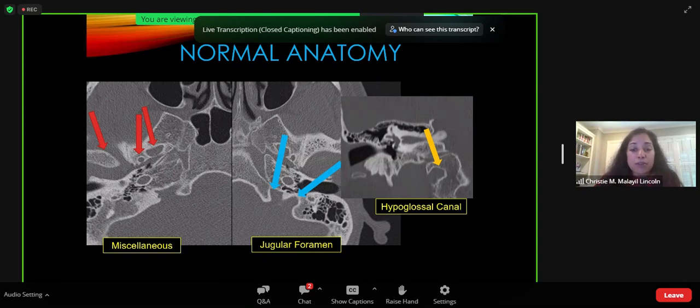And then we have the hypoglossal canal, which is the image on the far right. It is located between the occipital condyle and the jugular tubercle and runs obliquely forward, allowing the hypoglossal nerve to exit the posterior cranial fossa. Just so you're aware, the first two images are axial images, and the last image is a coronal image, and that's how you can see the hypoglossal canal on imaging. It has that reverse bird beak appearance. So underneath the bird beak is the hypoglossal canal.